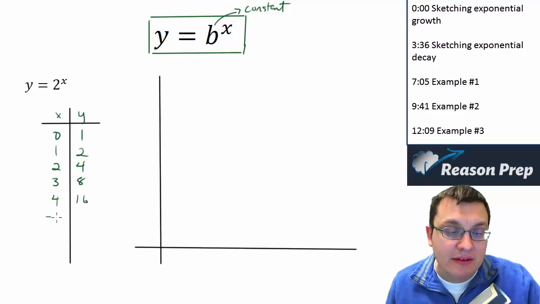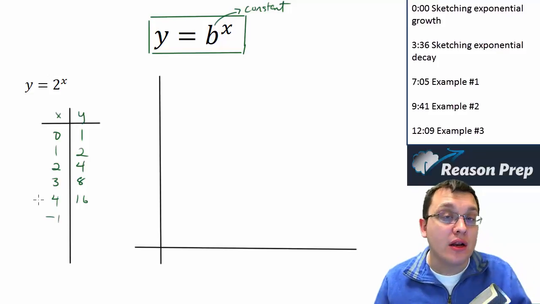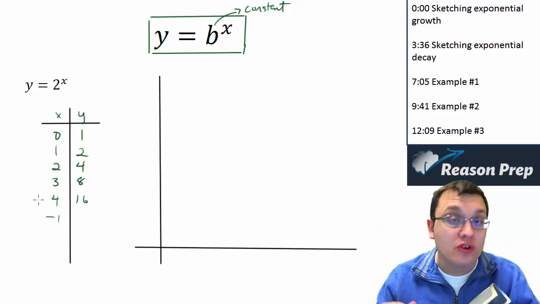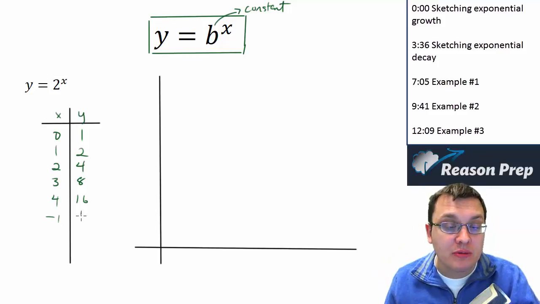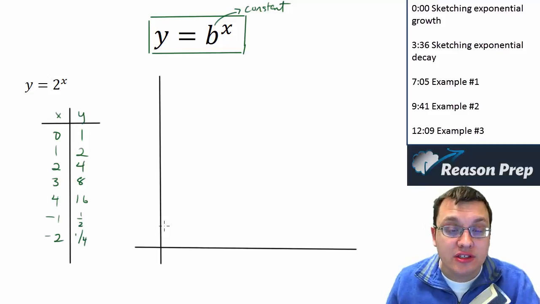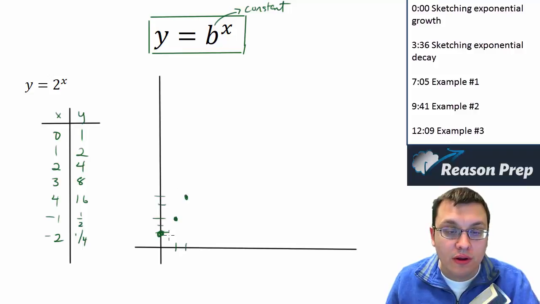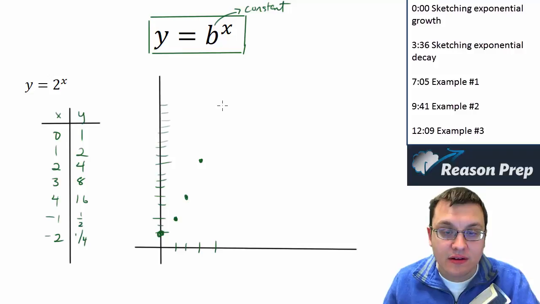And let's go do some negatives. X is -1. Remember, 2 to the -1 means you do 1 over 2 to the 1. It's the reciprocal. So this becomes 1/2. -2 is 1/4. And okay, so let's see what we've got. We've got 0, 1, 1, 2, 2, 4, 3, 8, 4, 16, and then we've got -1, 1/2, -2, 1/4. So we get a shape that looks something like this.